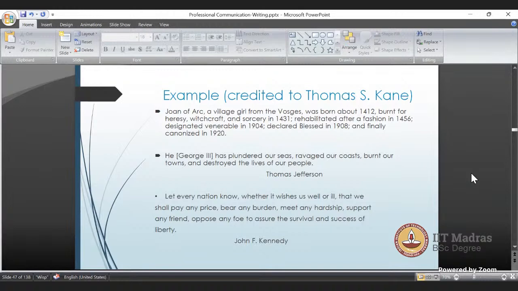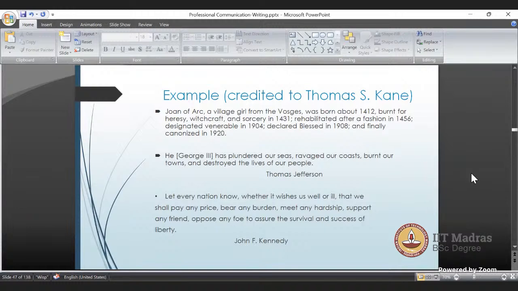Burned for heresy. So the past tense construction: burned for heresy, witchcraft and sorcery, rehabilitated after the fashion, declared blessed, canonized in 1926. All of them are in the simple past construction. All of them have identical grammatical forms. So they are written in parallel style and the tone is ironic. Okay. Now the second one.